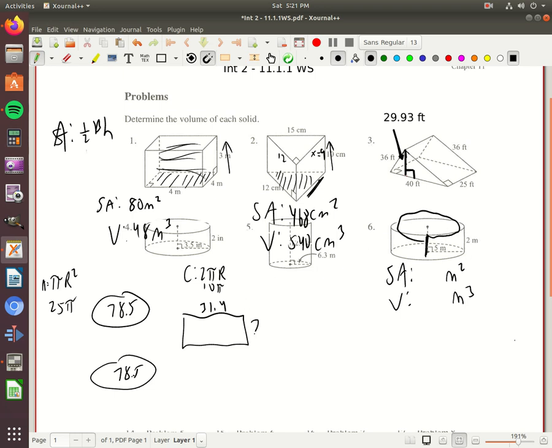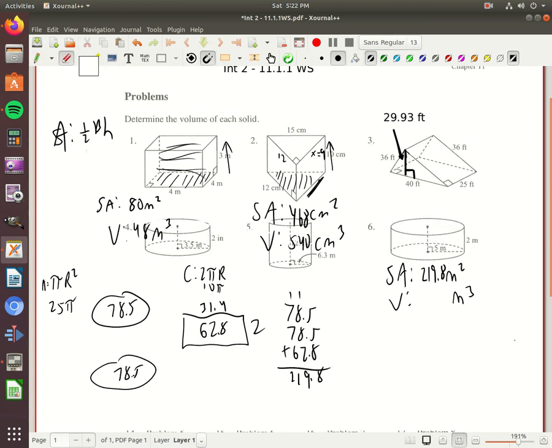Now I need my height, which is 2, right? So again, if I'm looking at this as a rectangle, this becomes my top, which is 31.4. This becomes my side, which is 2. I multiply the two together, I get 62.8. So if I want my surface area, I need to add 78.5 plus 78.5 plus 62.8. I'll add those up. I get 219.8 meters squared. So if I was going to paint this cylinder, I would need 219.8 meters squared of paint.